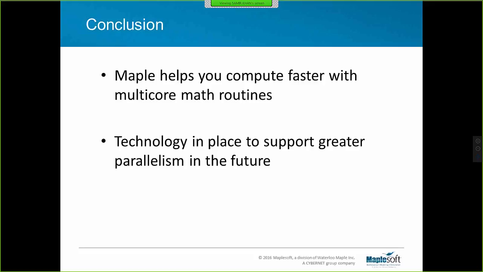Now, that brings me to the end of this webinar. I hope I've demonstrated how Maple helps you compute faster with multi-core math routines, and I think I've demonstrated our commitment to support a greater degree of parallelism in the future.